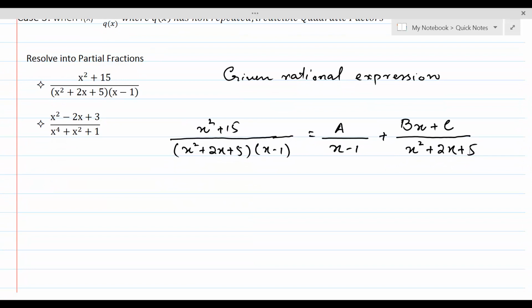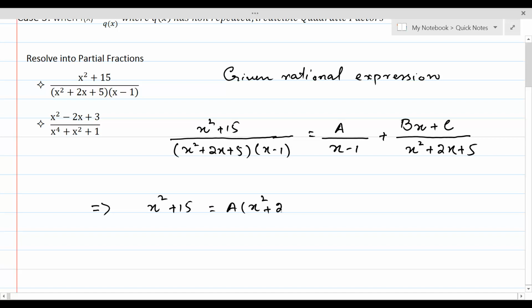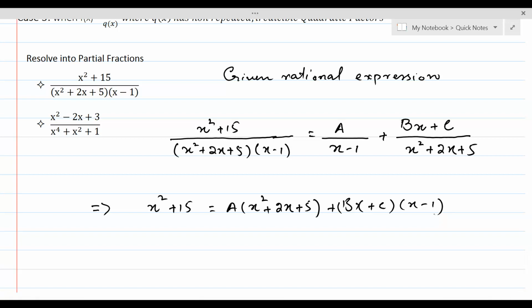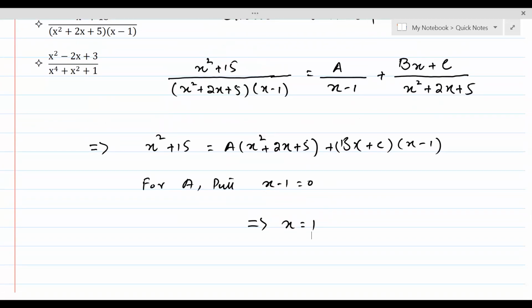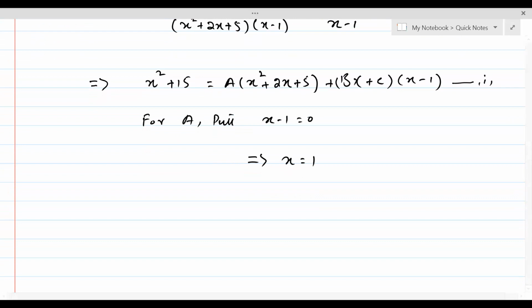So now let's take the LCM on the right hand side like we always do, and this will be written as x squared plus 15 equal to a into x squared plus 2x plus 5 plus bx plus c into x minus 1. Now for finding the value of a, because in the denominator of a there is a linear factor which, if we put equal to 0, we can get the value for a. So for a, put x minus 1 equal to 0. This means x equal to 1, and if we call this equation 0 and this equation 1, we can substitute x equal to 1 in equation 1.